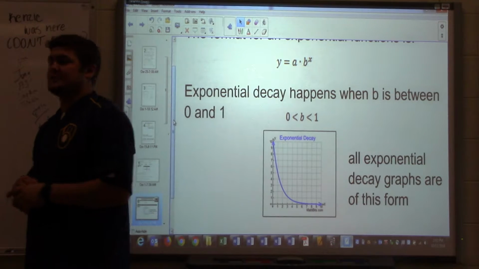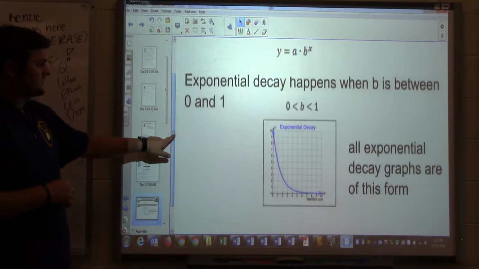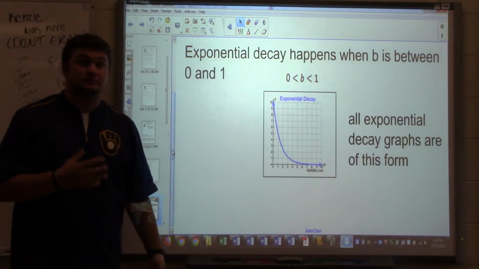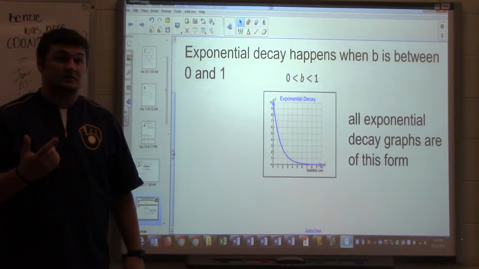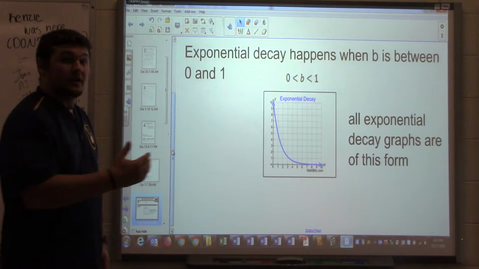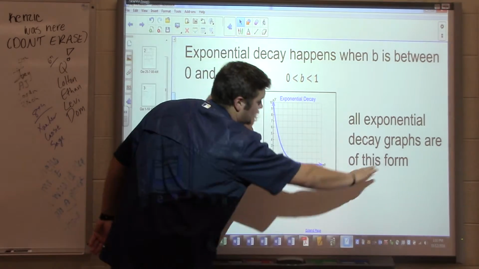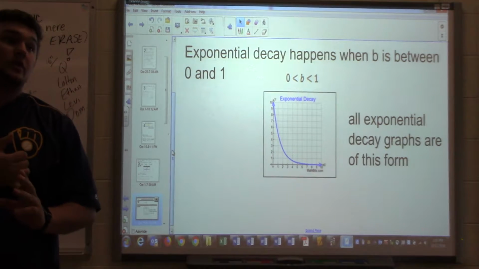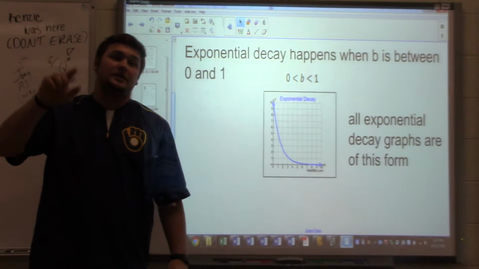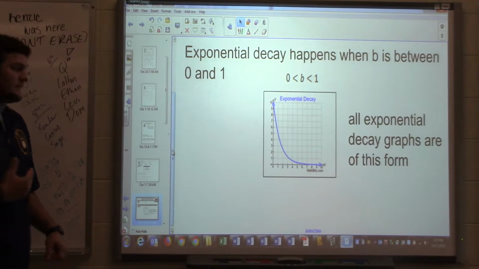Also notice, exponential decay graphs look a little different than exponential growth, don't they? What's the difference? It slopes down, right? It starts way up top here and slopes down and goes over. So it's going down from left to right. Growth goes up from left to right. Decay goes down from left to right. It's a pretty easy way to distinguish it on a graph.